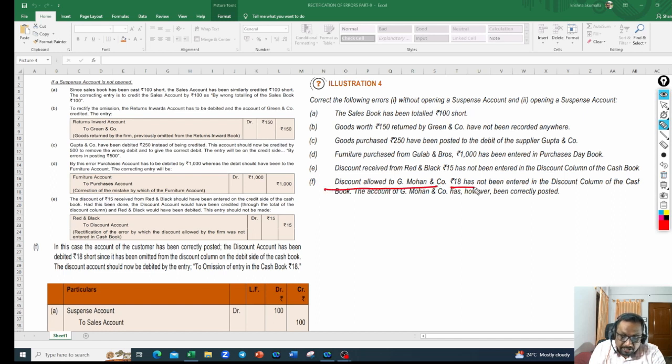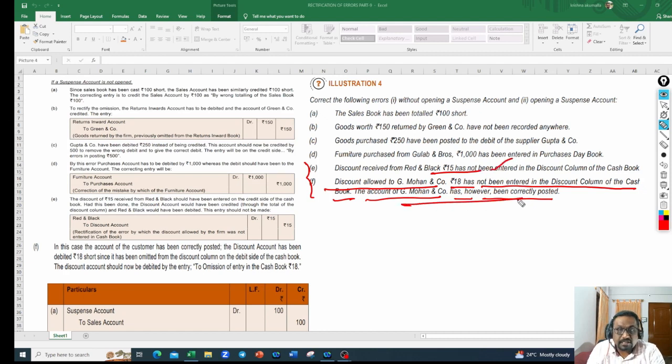Next, discount allowed to G. Mohan and Company, 18 rupees, has not been entered in the discount column of the cash book. Discount allowed has not been entered in the cash book. The account of G. Mohan and Company has, however, been correctly posted. This is the fantastic point. See, compare these two. There, he did not talk about Red and Black, because that means Red and Black also got impacted.